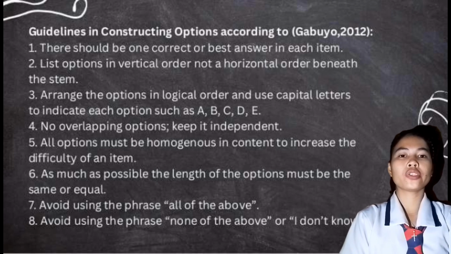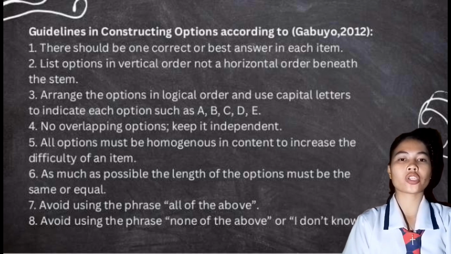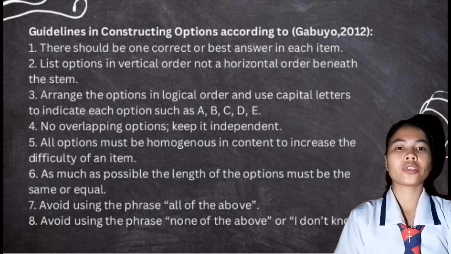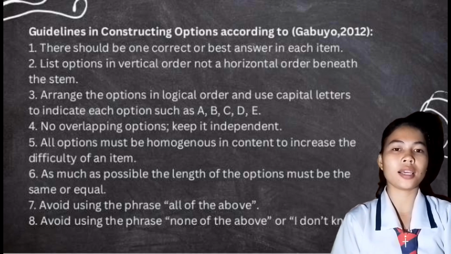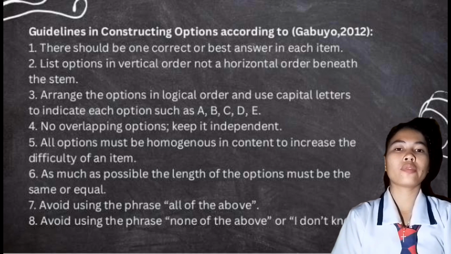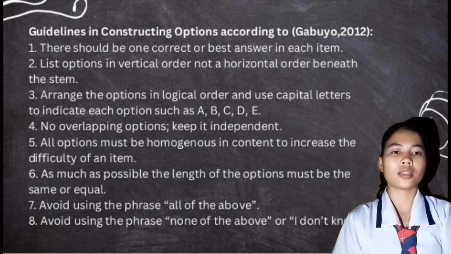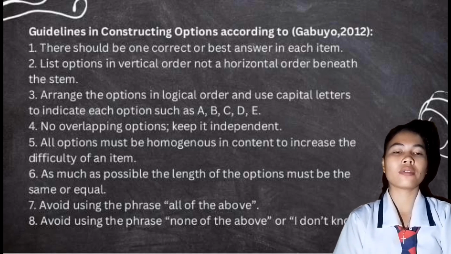Number 1, there should be one correct or best answer in each item. And number 2, list options in vertical order, not in horizontal order, beneath the STEM. Number 3, arrange the options in logical order and use capital letters to indicate each option such as A, B, C, D, and E. Fourth one, no overlapping options. Keep them independent.